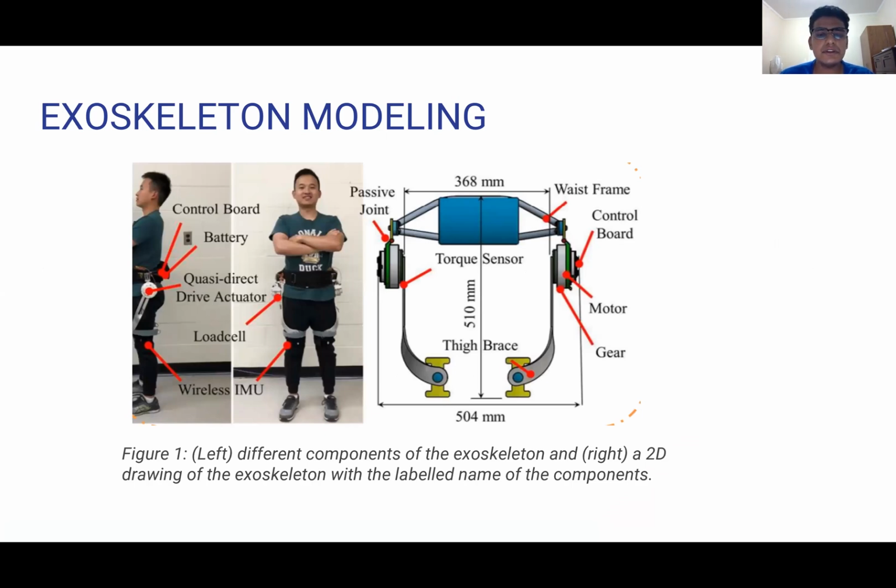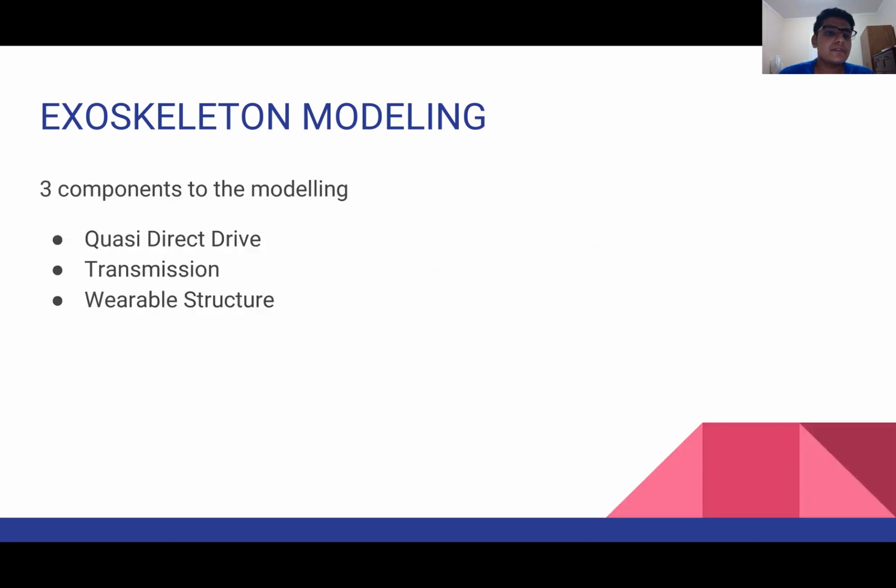This is a picture of the exoskeleton. On the left hand side, you'll see someone wearing the exoskeleton, and on the right hand side, you'll see a top view of the exoskeleton, labeling all the different components and also giving the dimensions of different components as well. For this exoskeleton modeling, we have three crucial components. The first one is the quasi-direct driven actuator, the second one is the transmission, and the third part is the wearable structure.